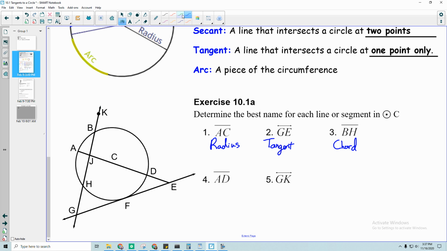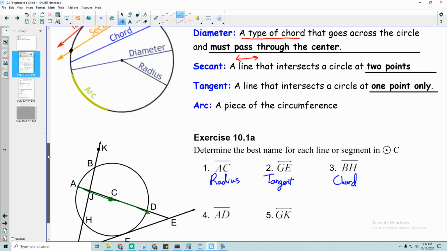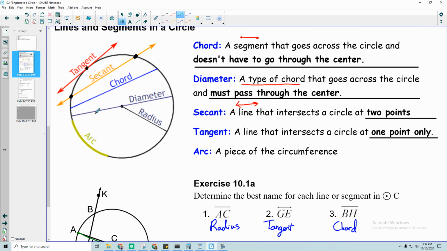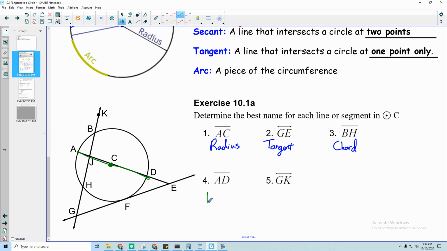Okay, next we have A to D, so from point A all the way to point D. Remember that C was my center, so this is a segment and it goes right through the center, okay? It is a type of chord. It's a very special type of chord that goes through the center, so that would be a diameter.